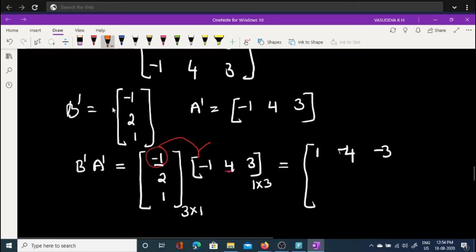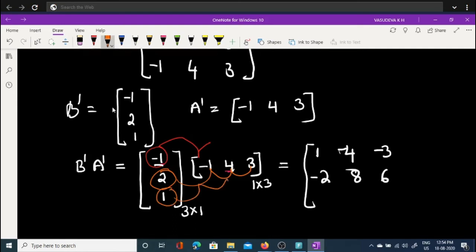So now taking 2, multiplying the 2 with minus 1, 4, 3. So minus 2 into minus 1 is minus 2, 2 into 4 is 8, 2 into 3 is 6. Then again multiplying 1 with minus 1, 4, 3. So 1 into minus 1 is minus 1, 1 into 4 is 4, and 1 into 3 is 3. So take this as 2.